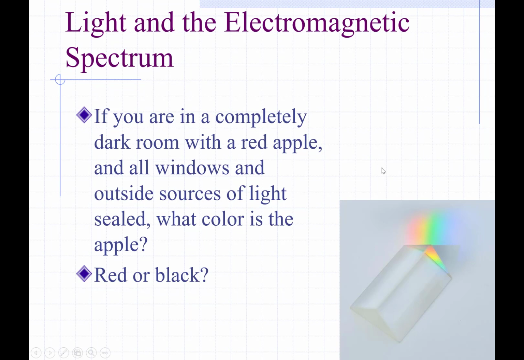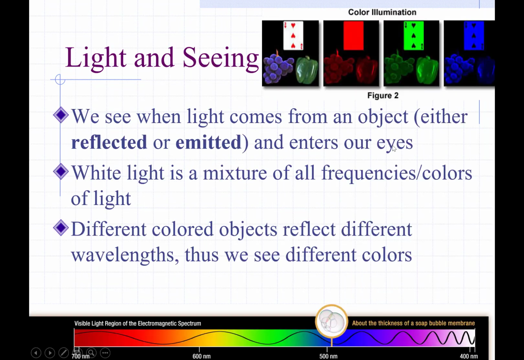When we see something, what we're seeing is light coming from an object, either reflected from that object or emitted. For an apple, we're looking at reflected light. White light, which is the normal light that we deal with, is a mixture of all different colors of light or all different frequencies. So when we shine white light on our red apple, it reflects back red light. And so if that light goes into our eyes, we see it as a red apple. Different colored objects, different pigments reflect light differently, and thus we see different colors.